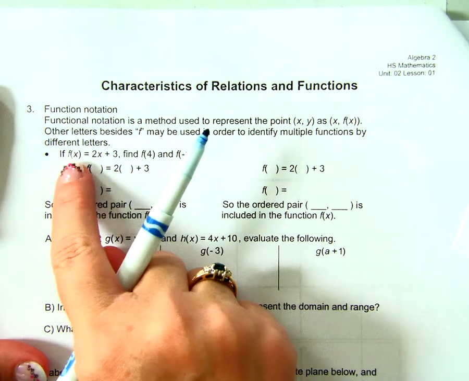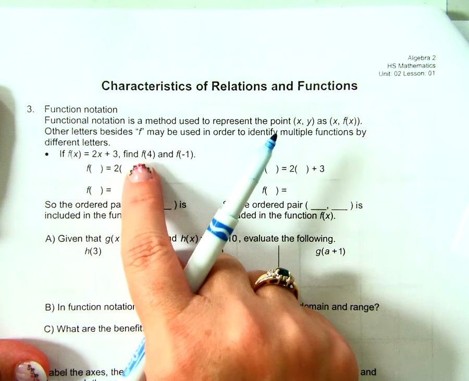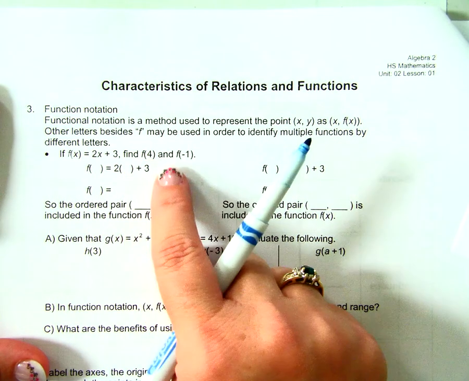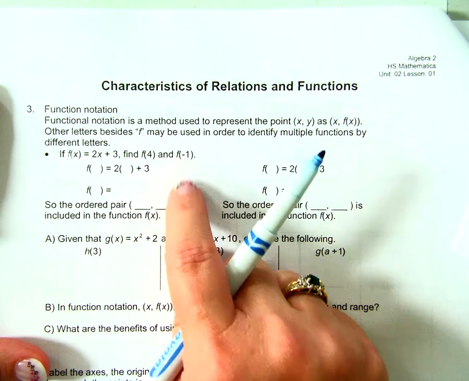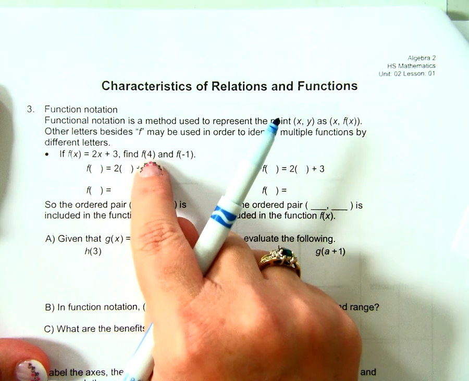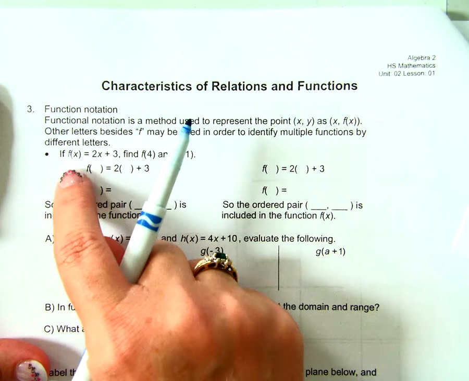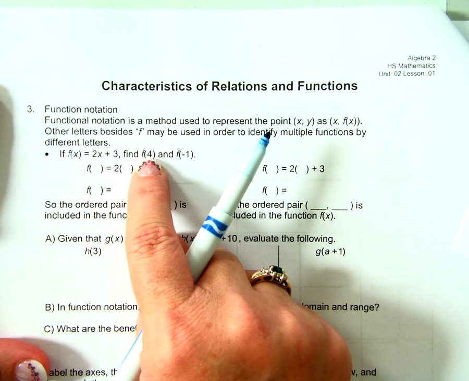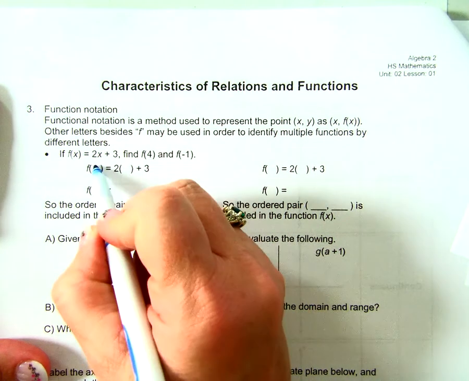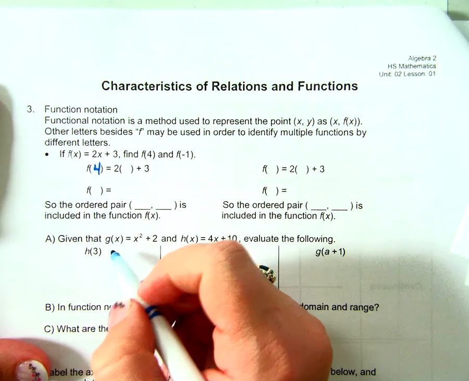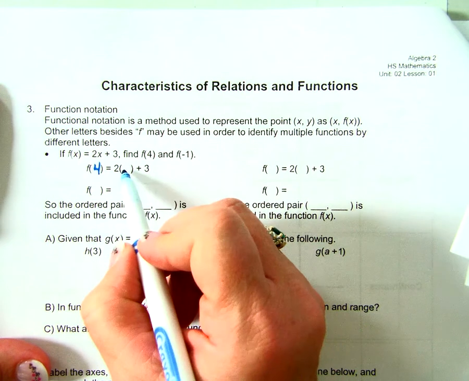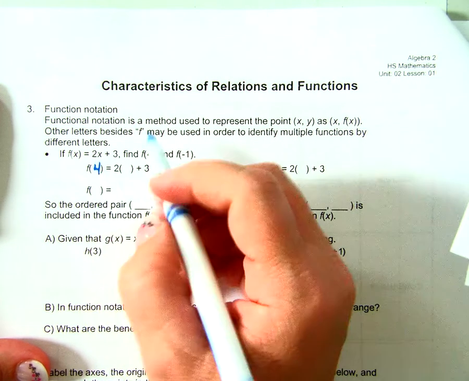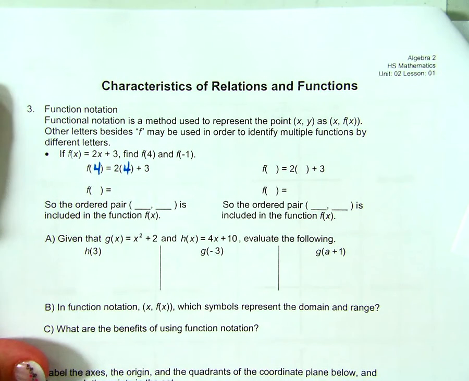Okay? So if f(x) equals 2x plus 3, we want to find f(4). We want to find f(-1). Well, what used to be right there where the 4 is? An x. That means anywhere there used to be an x, I want to put a 4. This used to be an x, and I want it to be a 4. Anywhere else there was an x, like right beside the 2, I want to put a 4 as well.